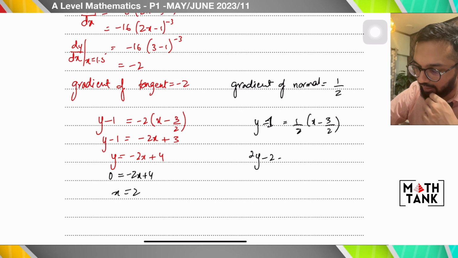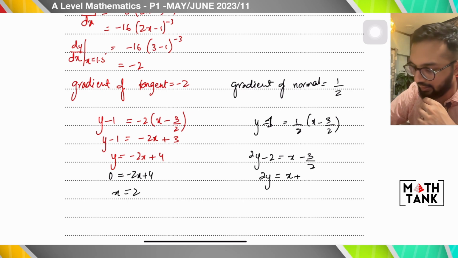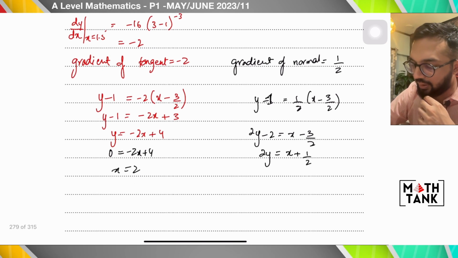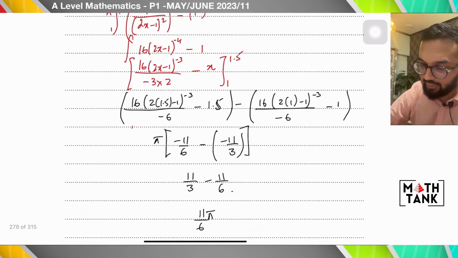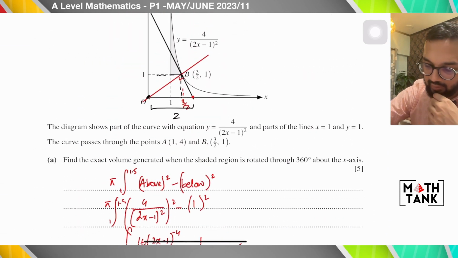So that's 2y minus 2 equals x minus 3 over 2. If I can just find the x intercept of this line as well, so that's 2, 0, x plus half. So x equals minus half. So this line is actually a little to the left. And since I wasn't sure, I had drawn it like that.